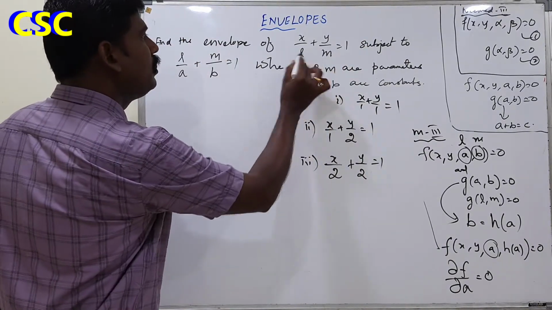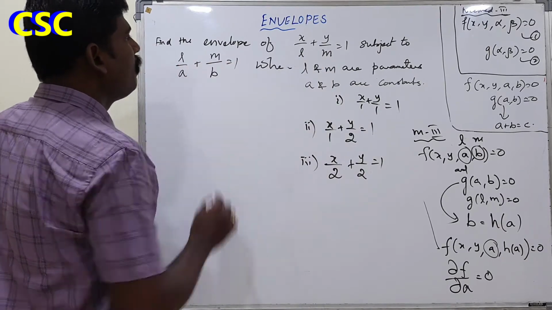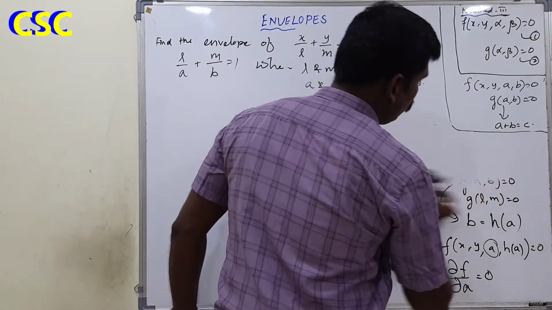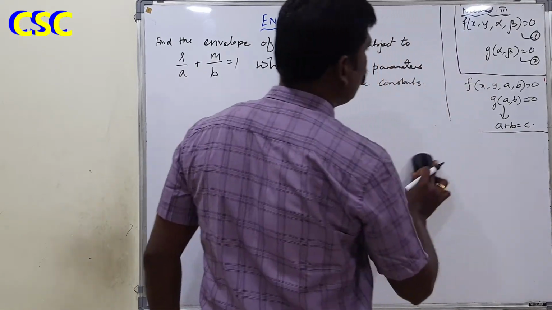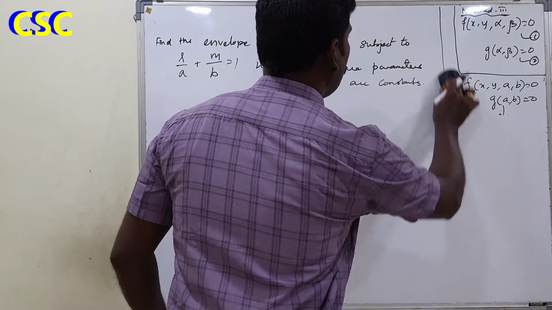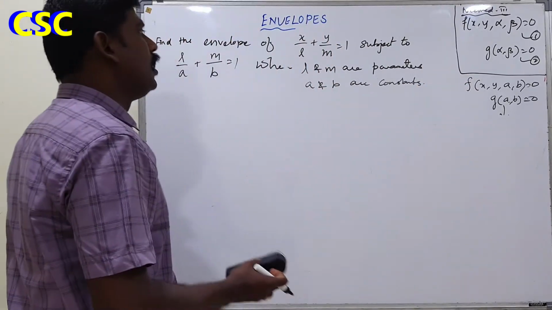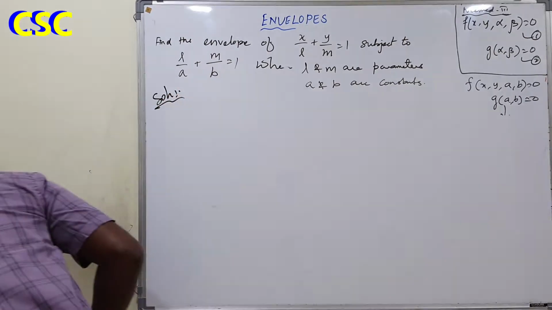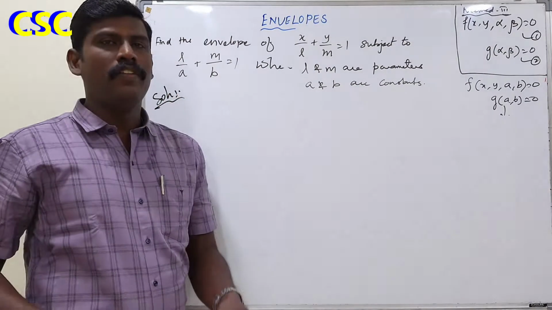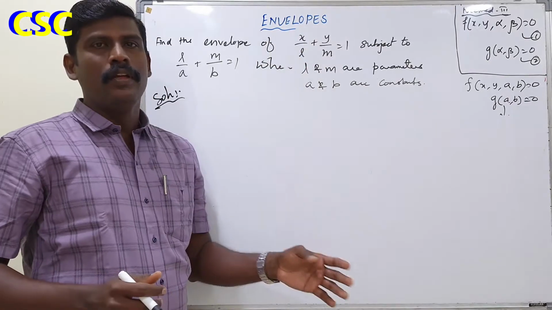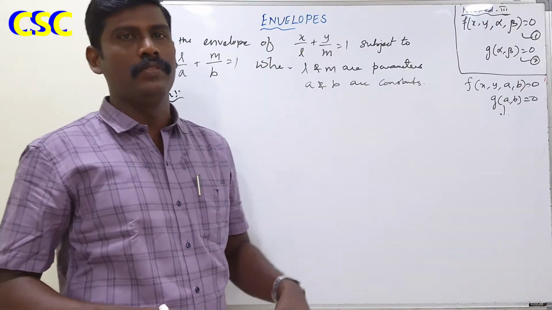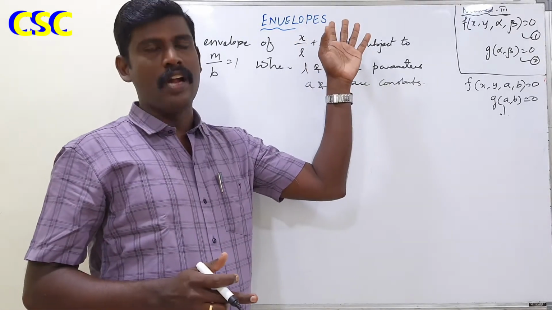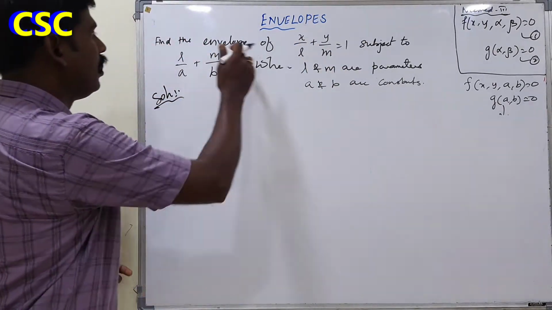What is the relationship connecting these two? L by A plus M by B equal to 1. That is the relationship given to you. Now let us go to the problems. I am going to continue the previous session. If you want a clear idea about the envelope, please go to the previous videos, where I explained the concept of envelopes in full detail.